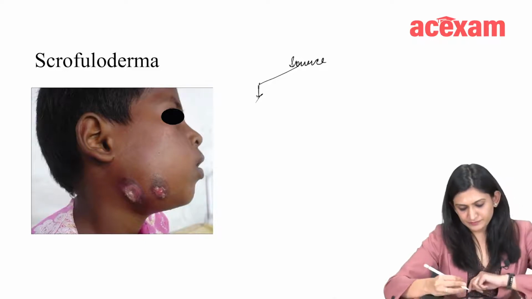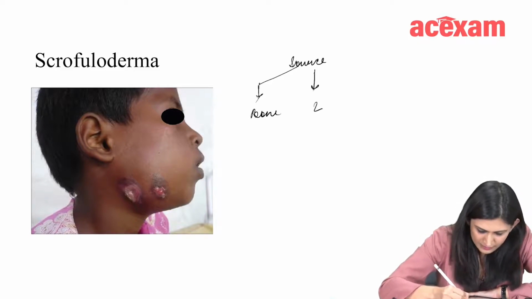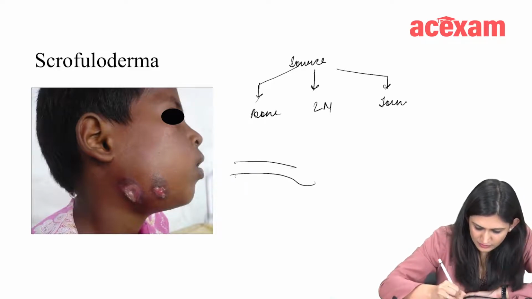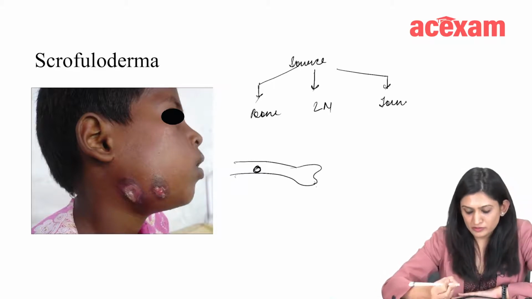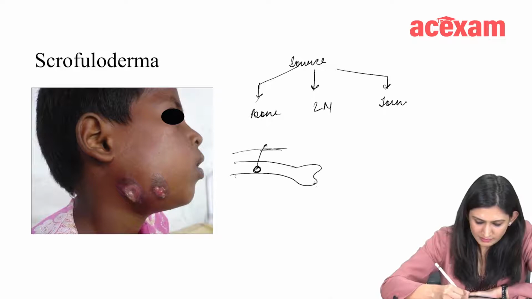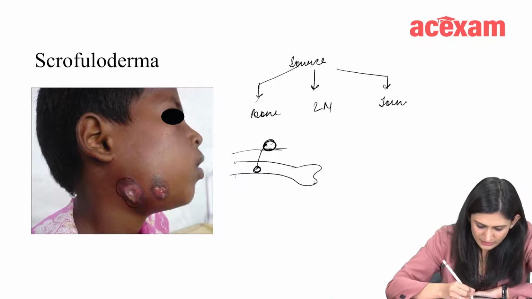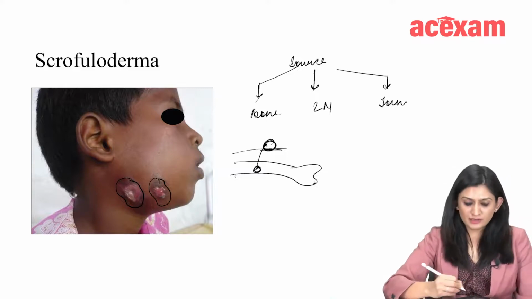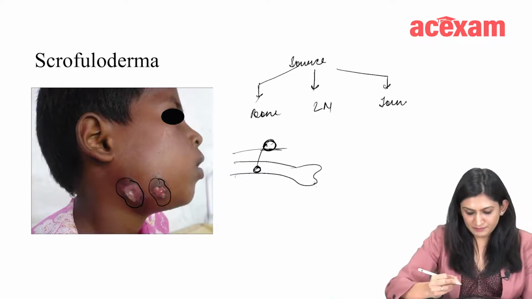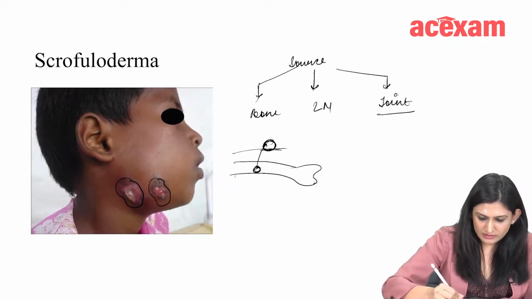So what can these sources be? The source could be either a bone, or a lymph node, or a joint. So this is a bone. There is tuberculosis bacteria, so there's probably tubercular osteomyelitis, and the skin overlying it bursts here and it forms a condition known as scrofuloderma. This is the neck, you can see. Here cervical lymph nodes are present. When these cervical lymph nodes increase in size and bulge on the skin, they form a scrofuloderma. Similarly, in joints as well, this happens.